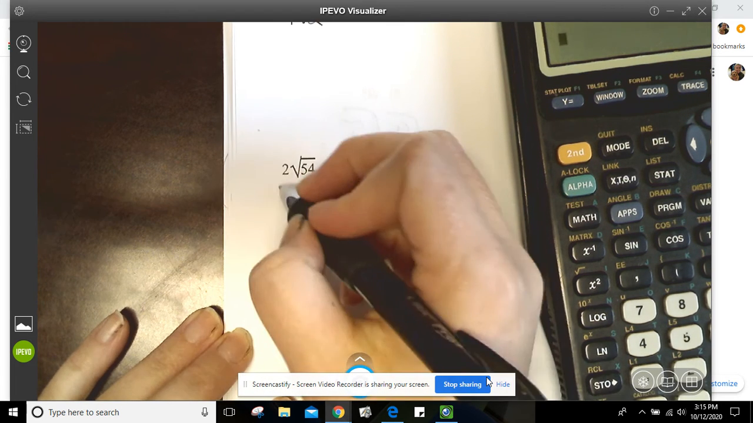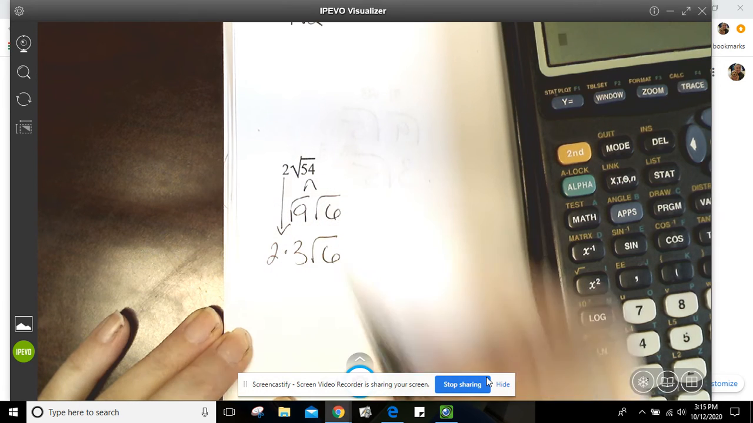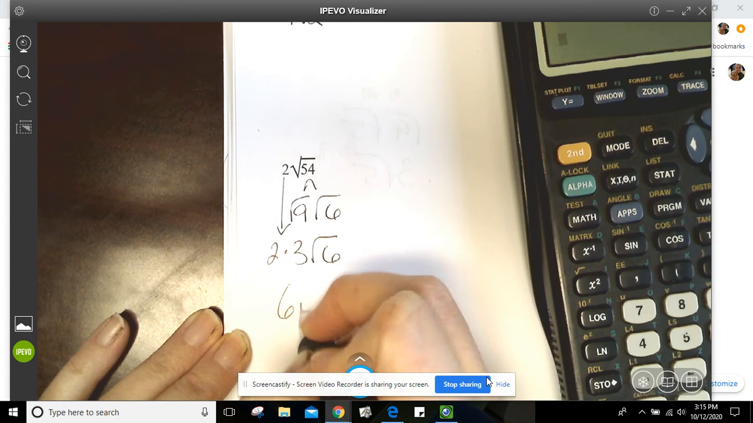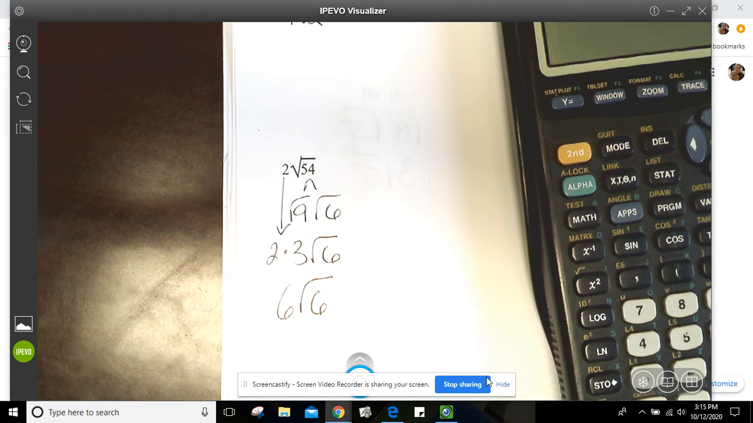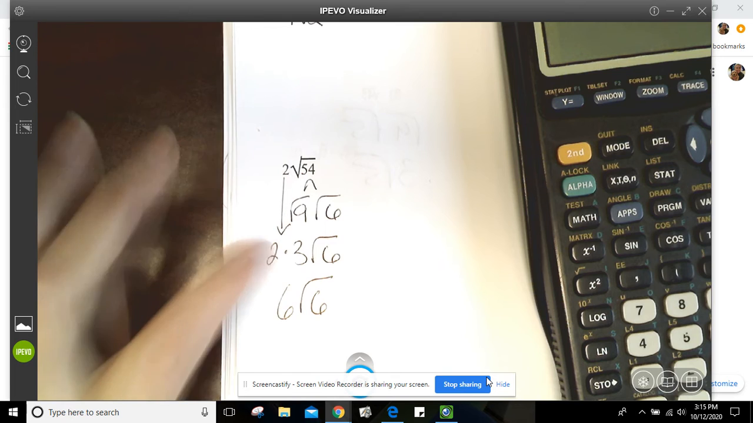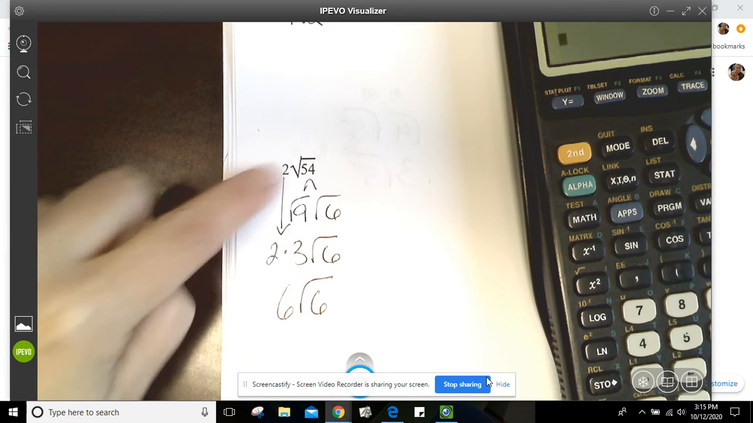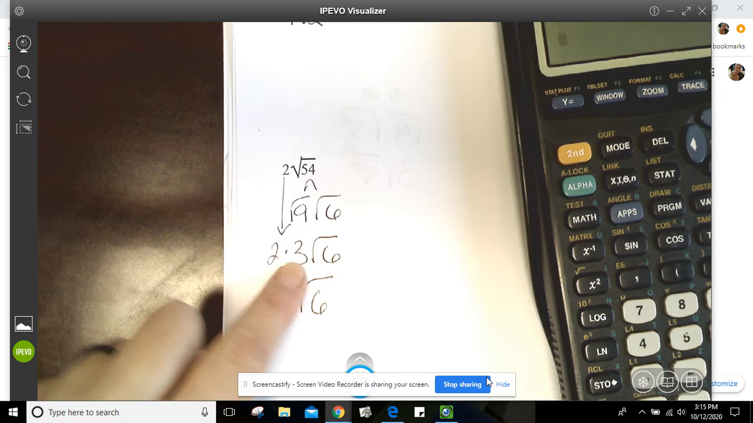And then the only thing you have to make sure of is that you carry this 2 down, and whatever number's on the outside gets multiplied by the square root that you pulled out. So root 9 becomes 3. I carry the 2 down. So this is now 2 times 3. So this is 6 root 6. So I kind of drop it till the end. I focus on my square root, and then once I break my square root down, I make sure that I carry it back down to multiply.